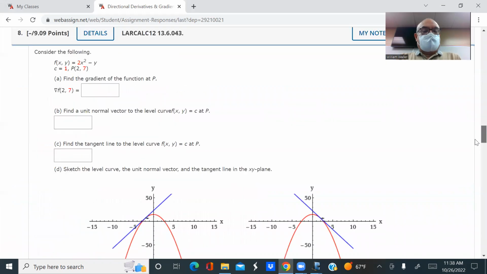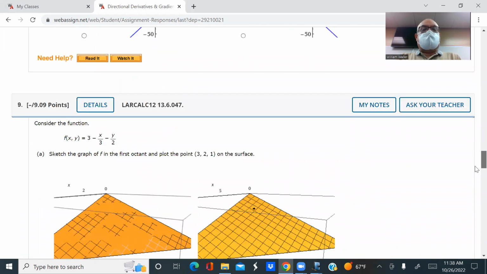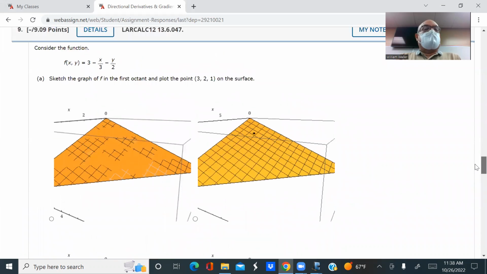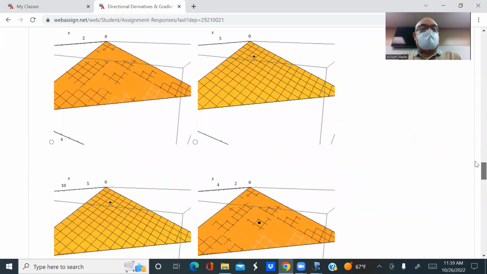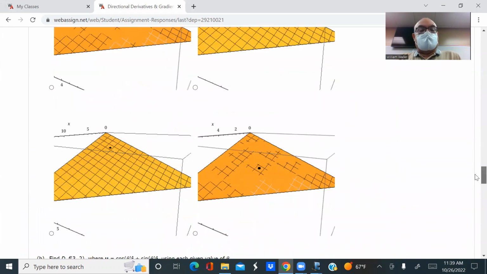Which one was that one? So it's this one, right? Okay. All right. So they wanted you to sketch this surface. So this is a plane, so you're going to have to figure out as best you can how to sketch that. All right. Which one of those is the right one? All right. That's not the crucial part of this problem.